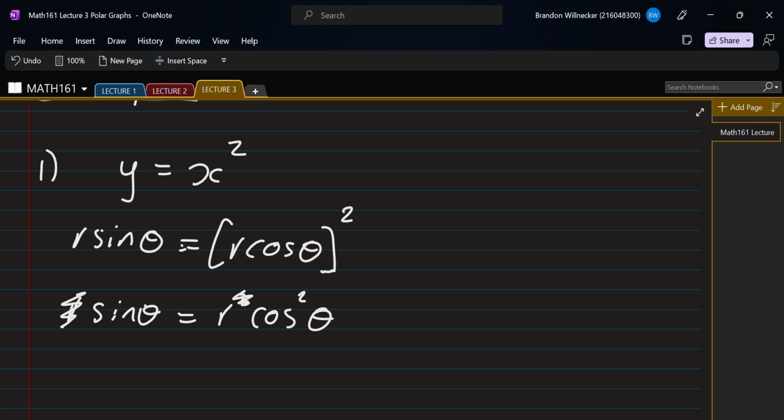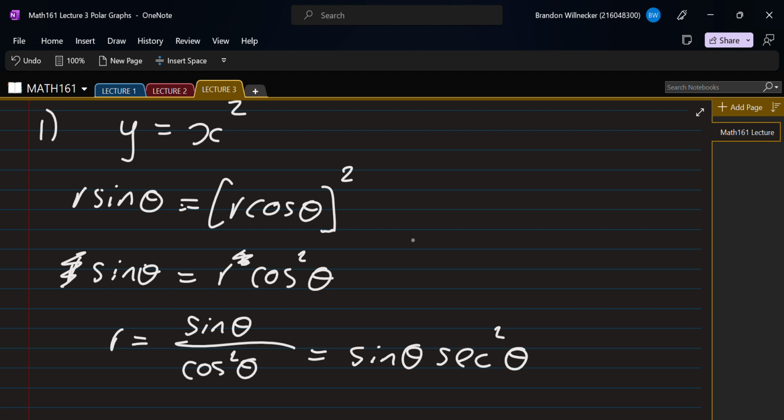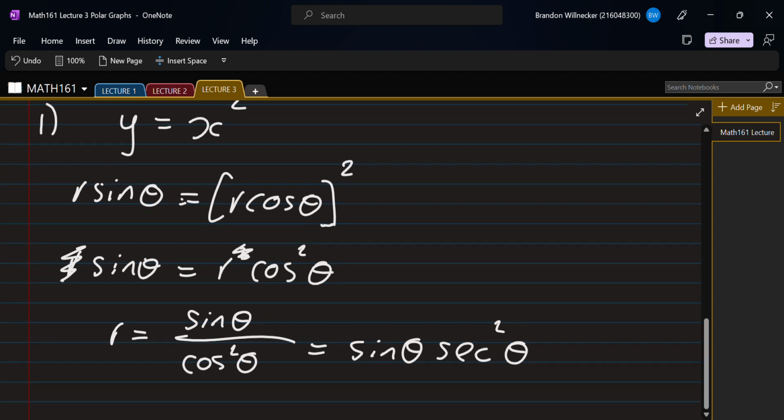We can divide through by cos squared, and we get r is equal to sin theta over cos squared theta. Okay, or we can write it as sin theta sec squared theta, because 1 over cos is sec, so you can write it like that if you want to. So this is what the parabola looks like in polar form. If you were to try and sketch this in polar form, like we did yesterday, you would see that this gives a parabolic shape.